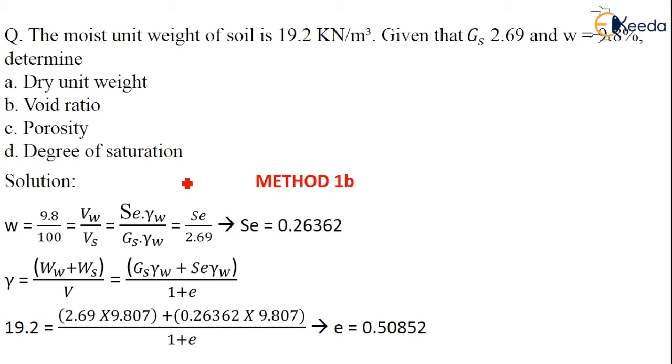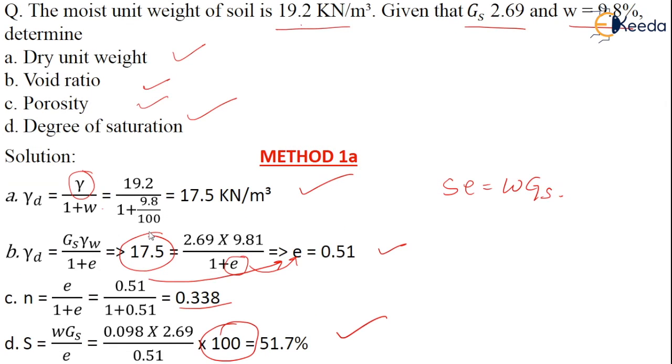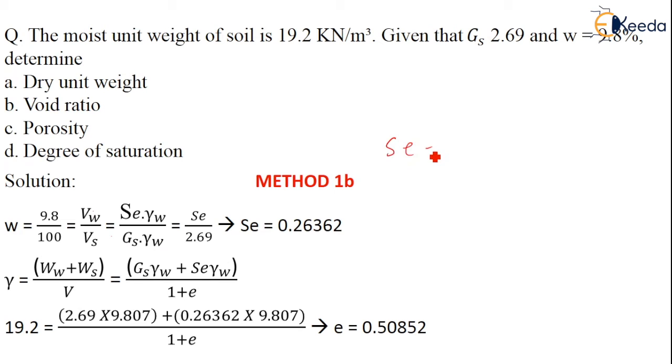This is the second method. We can also calculate from the basic definitions like w is equal to Vw by Vs, then substitute with the relevant formula, that is S e into γw by Gs into γw, because we know that Se is equal to w into Gs. So if we take w outside, that is w is equal to Se by Gs, just multiplying by unit weight on both sides, we can also get like this. So the S value can also be calculated like this.